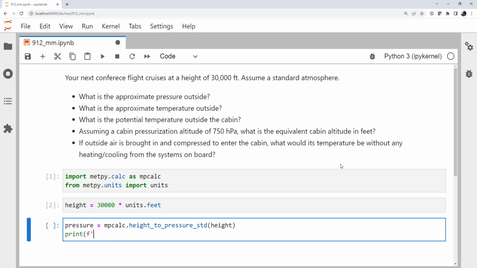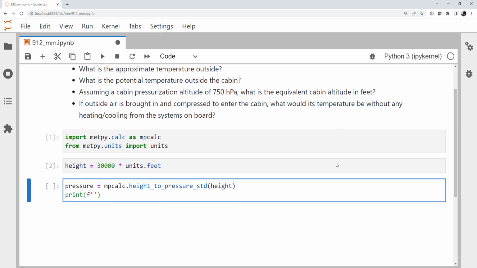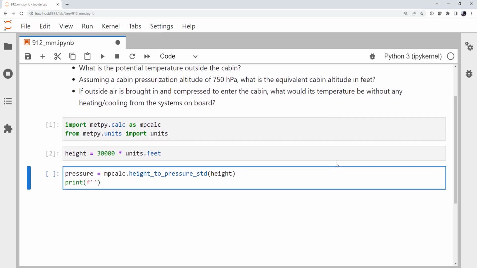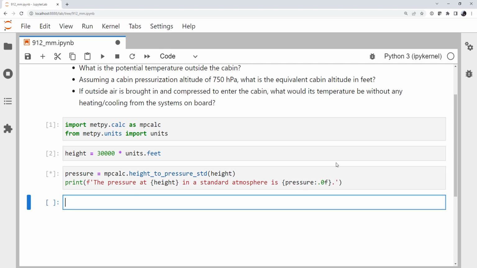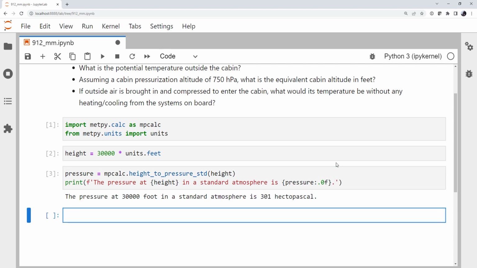And then we're going to print a complete sentence because that's how we answer questions. We use an F string. The pressure at height in a standard atmosphere is pressure, and I'm going to specify that though it's a float, I don't want anything after the ones place. So the pressure at 30,000 foot in a standard atmosphere is 301 hectopascal. We've answered that first question.